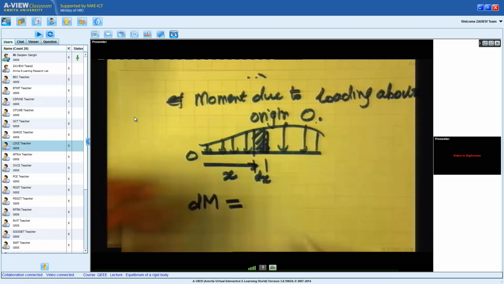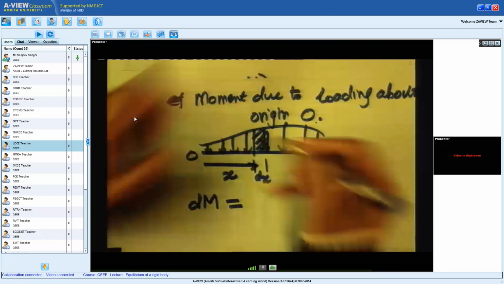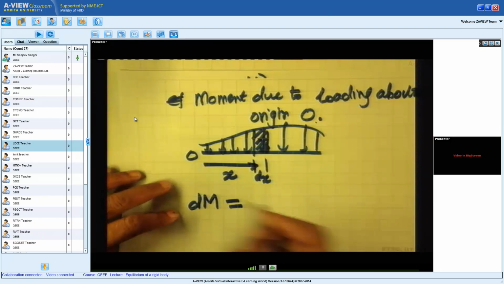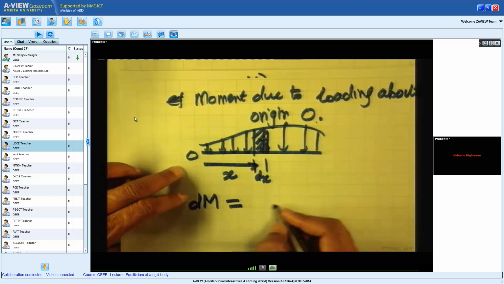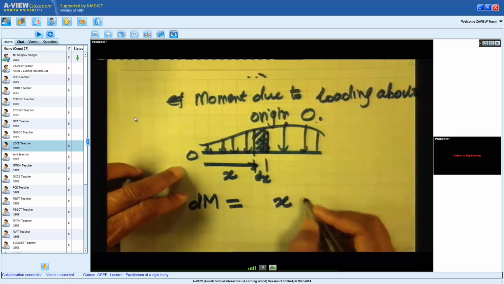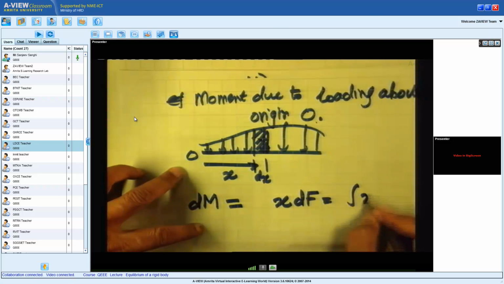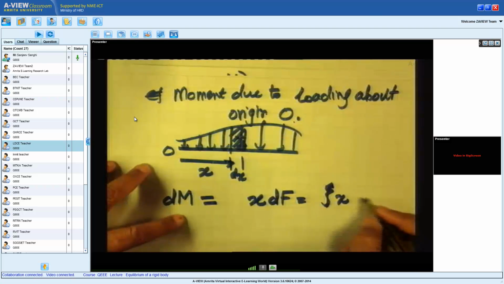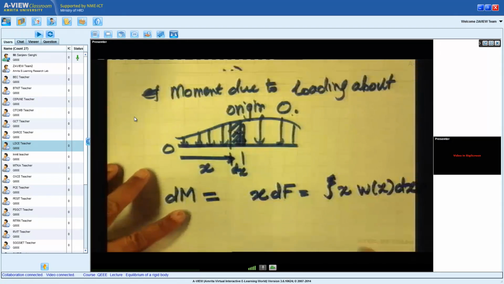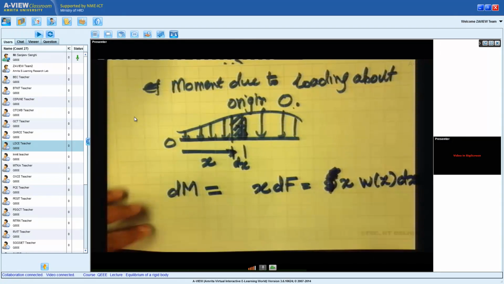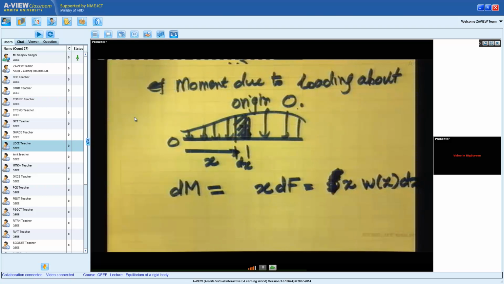So now this force is acting here, at a distance x from O. So the moment will be equal to x multiplied by dF. So this will be equal to x times w of x dx. So this is what the moment is for this particular element.